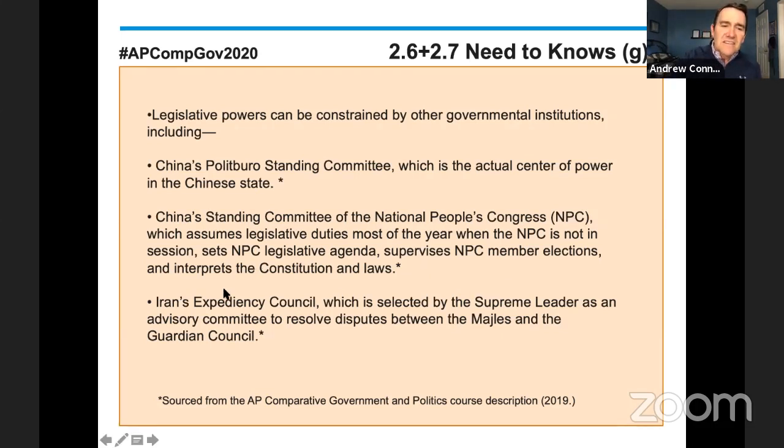In Iran, in addition to the Guardian Council, there is a group called the Expediency Council. They are appointed by the supreme leader, and they act as an advisory committee.